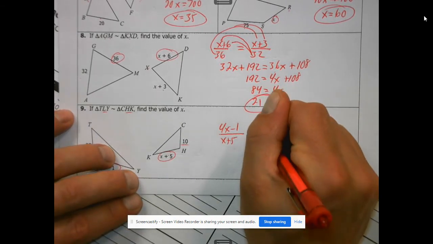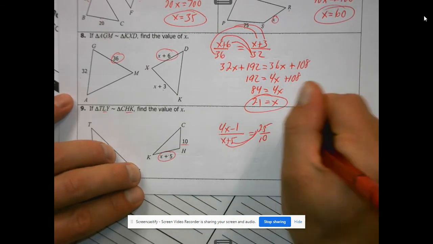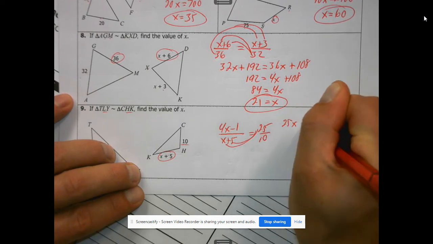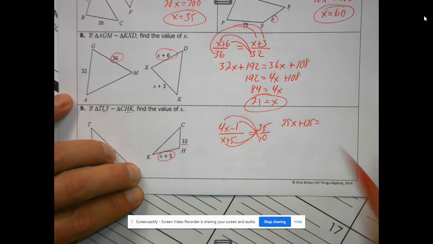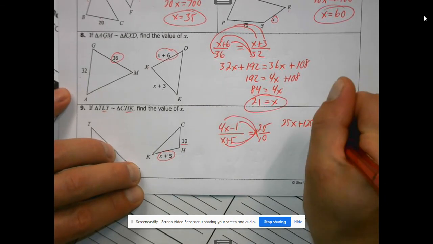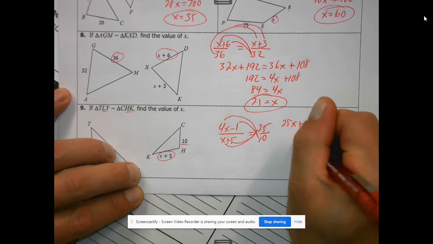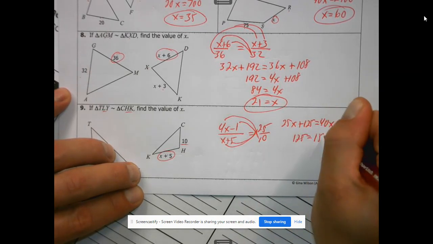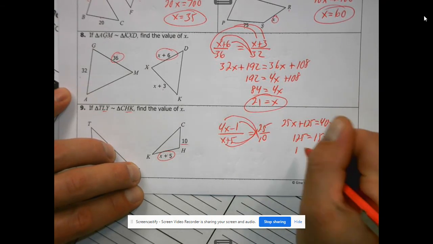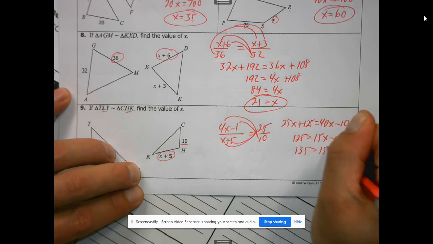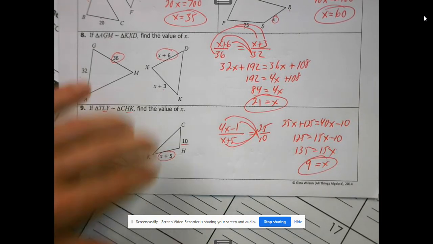Cross multiply. 25 has to hit the x and the 5. That'll give me 25x plus 125. 10 hits both those pieces. That'll give me 40x minus 10. Subtract 25x from both sides. Add 10 to both sides. 15 goes in there 9 times. Next page.